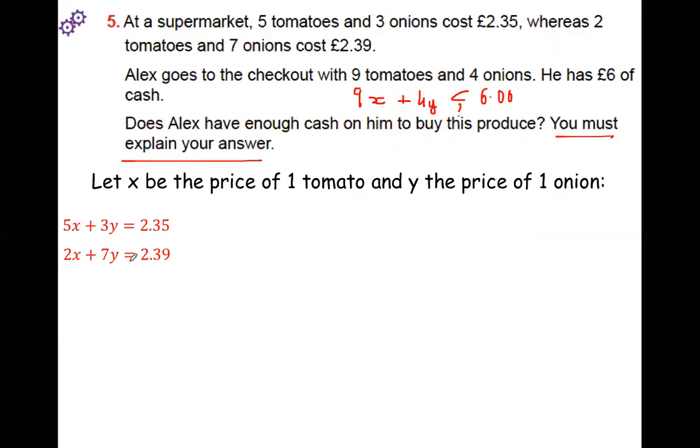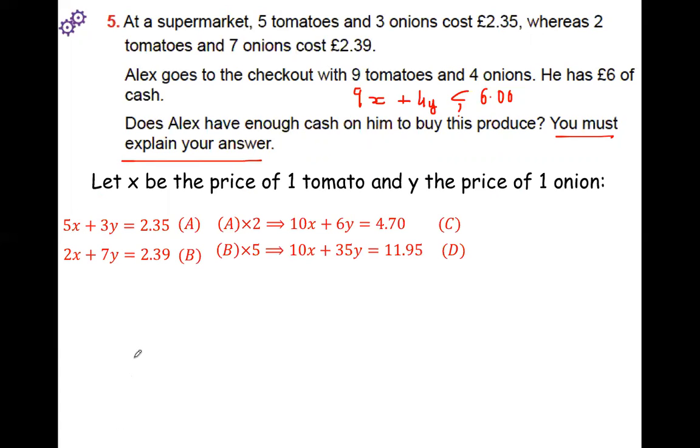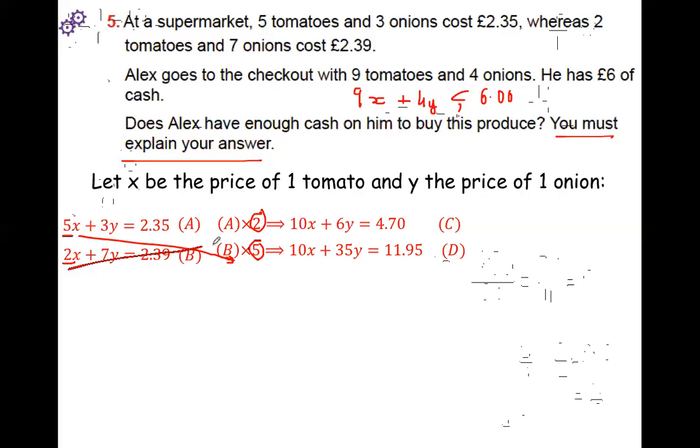So you need to find the price of 1 tomato and 1 onion. And once you've got that, you just do 9 times x plus 4 times y, and you see if it's less than 6. Okay, so same simultaneous equations. We're going to times a by 2 to get 10x, and b we're going to times by 5. So basically those numbers here, if you want to know where they come from, it's this one here, and that one is this one there. So think about timing across there, and that would eliminate at least one of them.